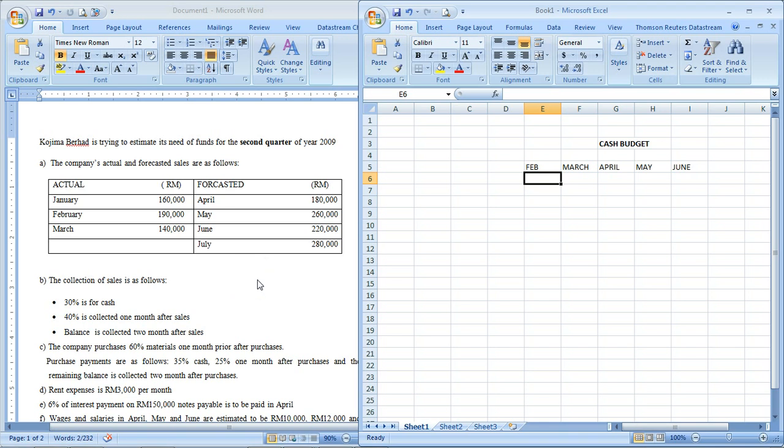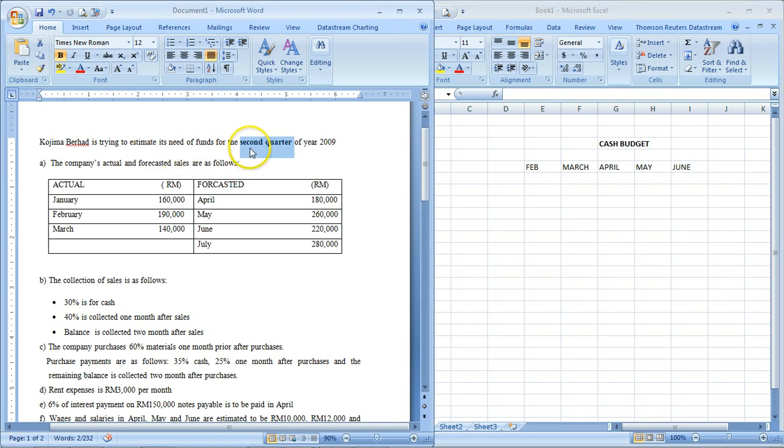Today I would like to share with you all on cash budget, and how to extract the information from the question into the cash budget. First you need to know the format: receipt minus payment gives you the net cash flow. And what is receipt? First, I want you to read what the question asks you to do.